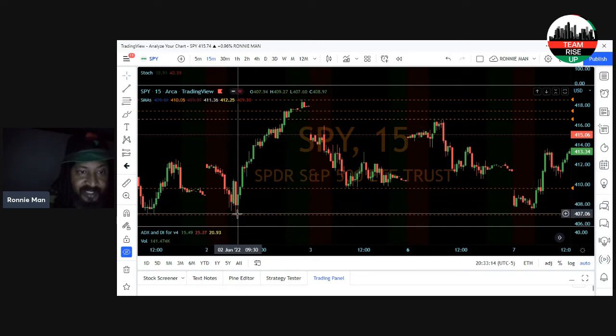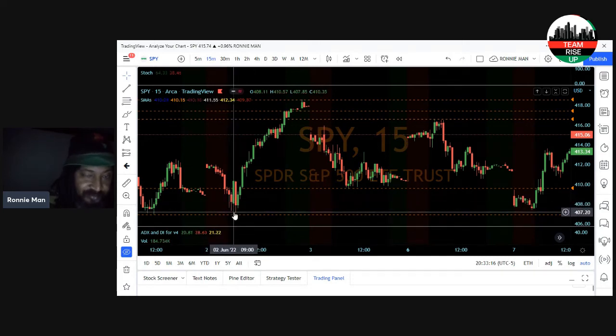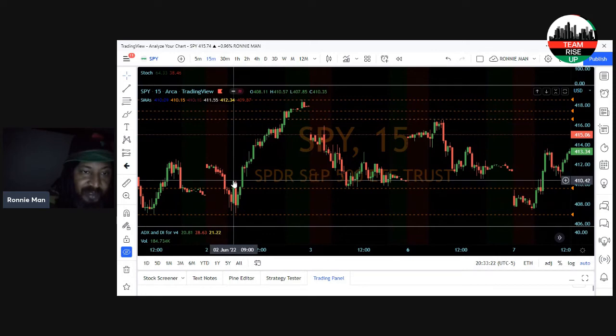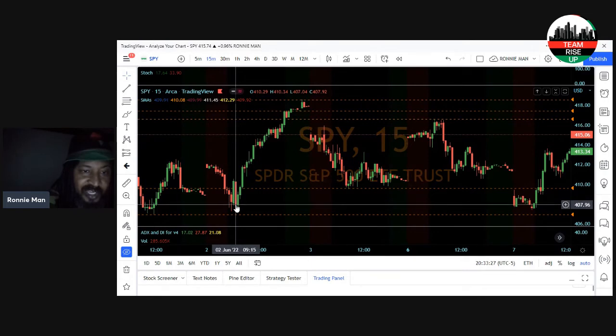Because once I seen that it didn't break my support, I entered this trade right up in here. Boom, we got a pop. And then we got a big, huge red candle right here. I got stopped out, right?